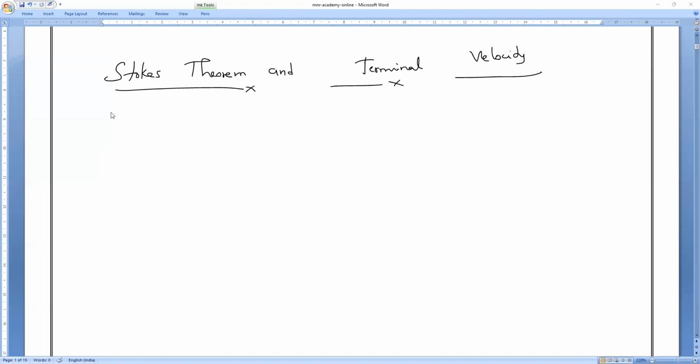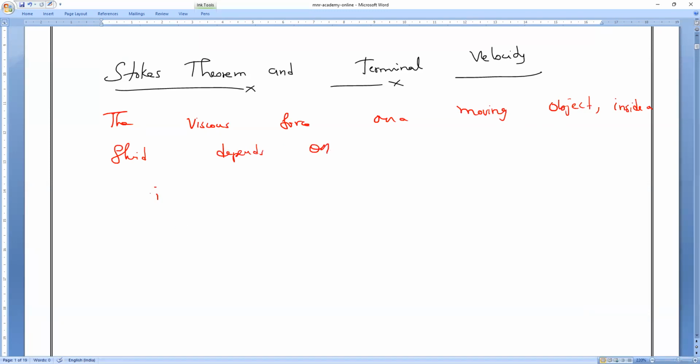So write it. The viscous force on a moving object inside a fluid depends on, first one, shape and size of the object. Second one, speed of the object. So why speed of the object?